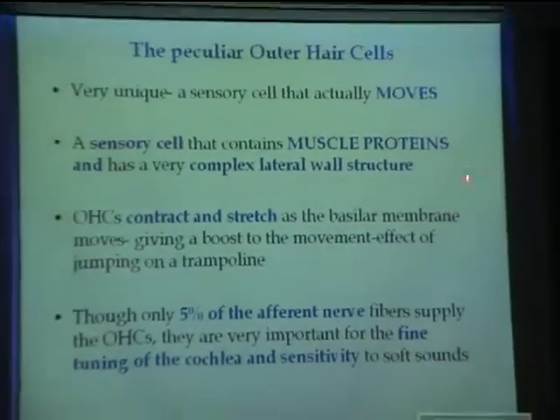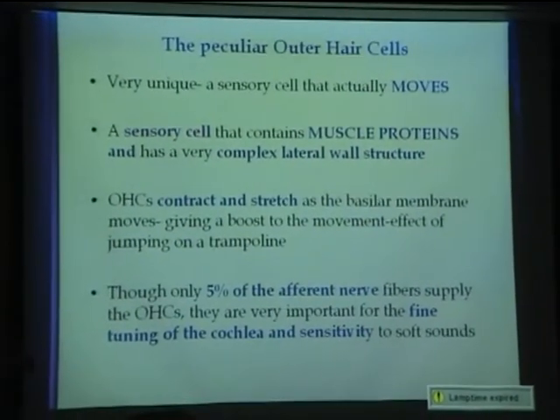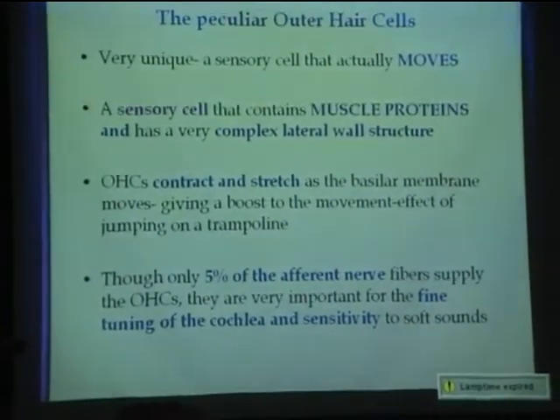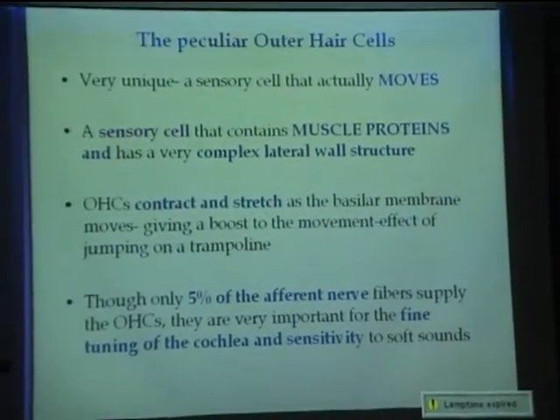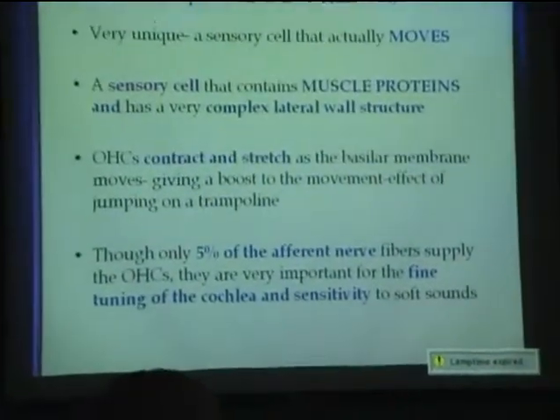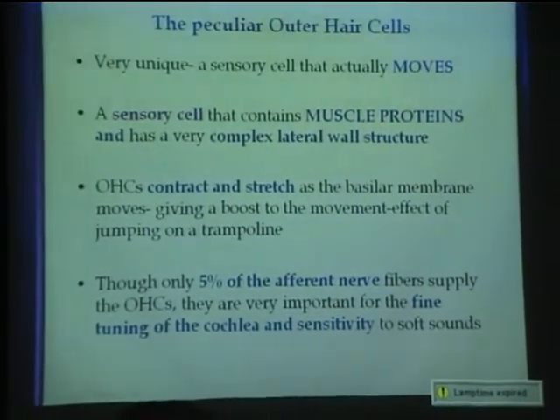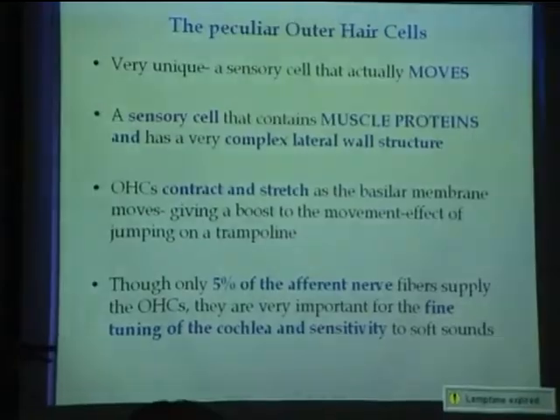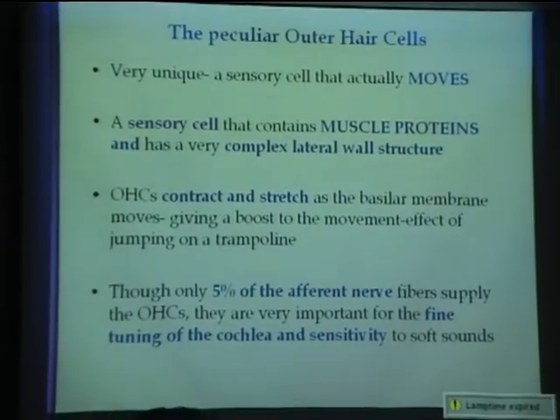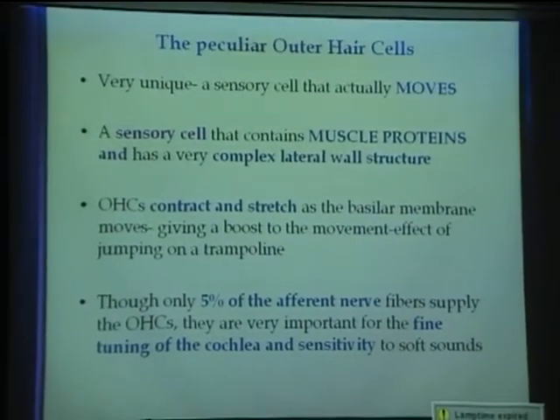Now the outer hair cells are very, very peculiar. They're very unique because they are sensory, but they move. It's a sensory cell that contains muscle proteins and has a very complex lateral wall structure. The OHCs, or the outer hair cells, contract and stretch as the basilar membrane moves. So it's kind of like jumping on a trampoline. If you're jumping on a hard surface, you don't really get so high. But if you're jumping on a trampoline, the trampoline is also moving and you're also bending and stretching. So obviously you go much higher.